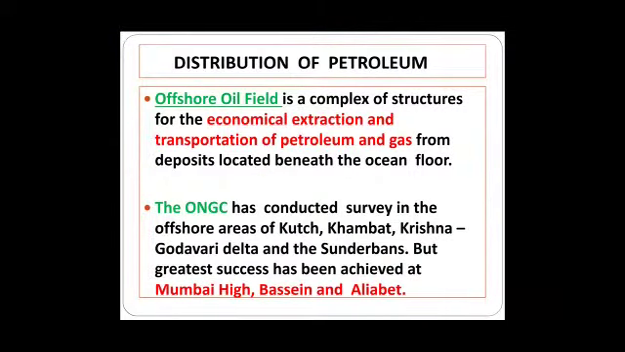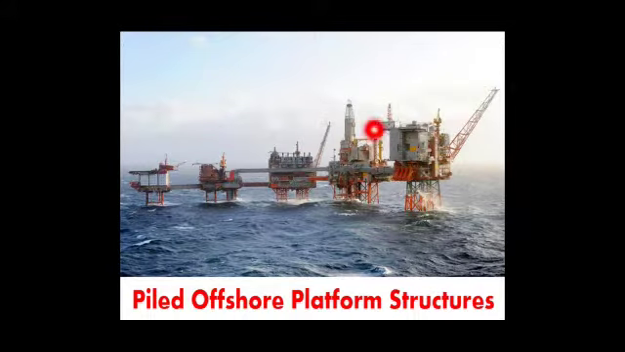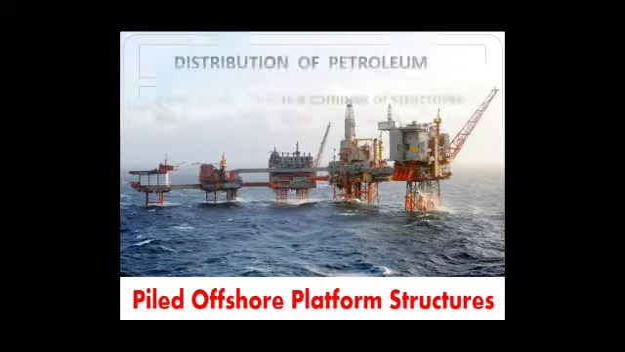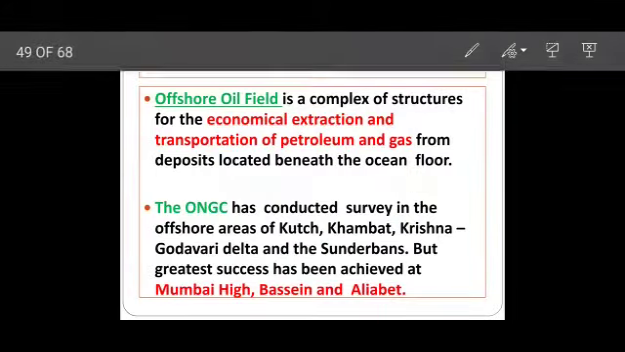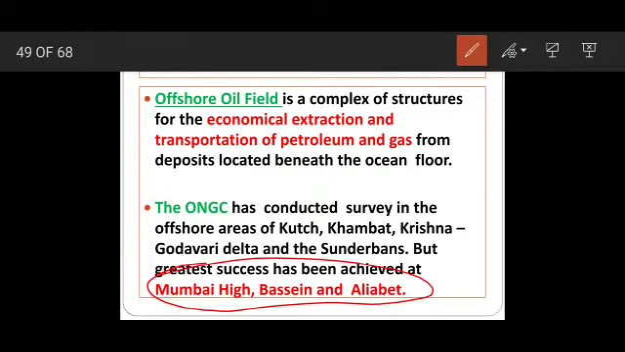Now distribution of petroleum, that is offshore oil fields, is a complex structure of economic extraction and transportation of petroleum and natural gas. These stations extract the oil and transport it with the help of pipelines to the refineries. Now ONGC is the largest company in India, which surveyed a lot of areas like the Gulf of Kutch, Khambat, Krishna Godavari Delta and Sundarban, but it successfully found oil in Mumbai High, Bassein and Alibut. So these are the important centers where oil is found.